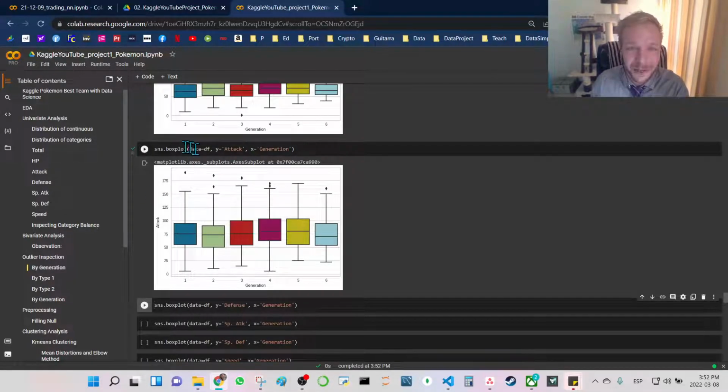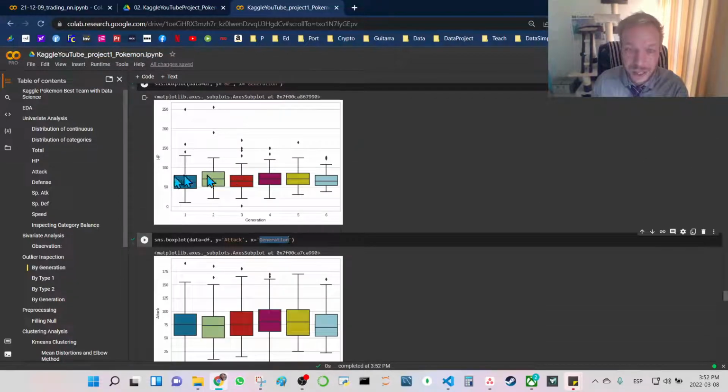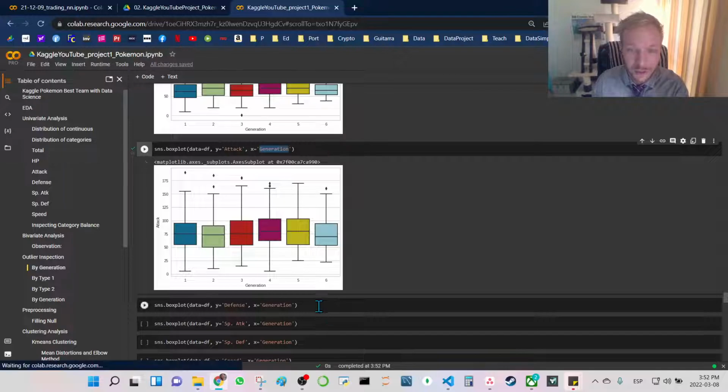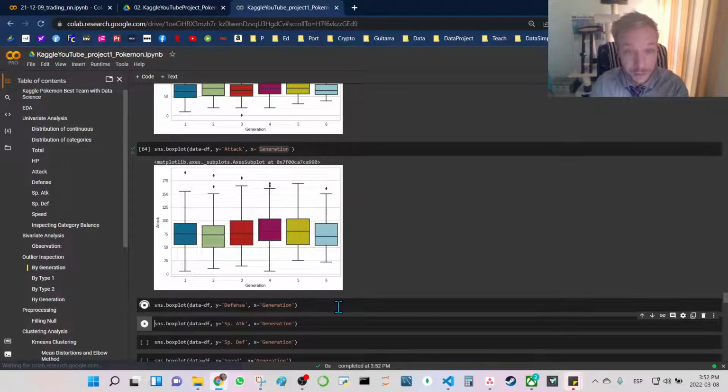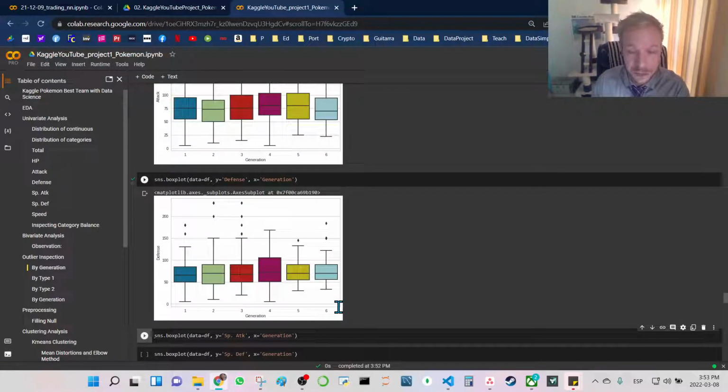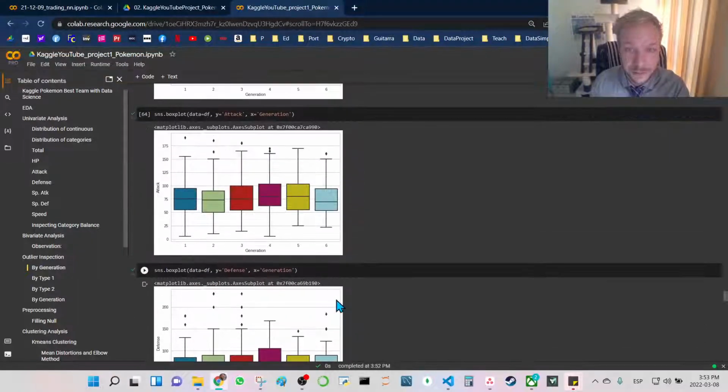Here we're going to do another box plot looking at the attack by the generation. So we see the attack. There are outliers. It's not as extreme as the outliers in HP, but we still do have some outliers here. We don't really have outliers in the 5th generation in terms of attack. So for whatever reason, they don't have significantly stronger Pokemon in that sense.